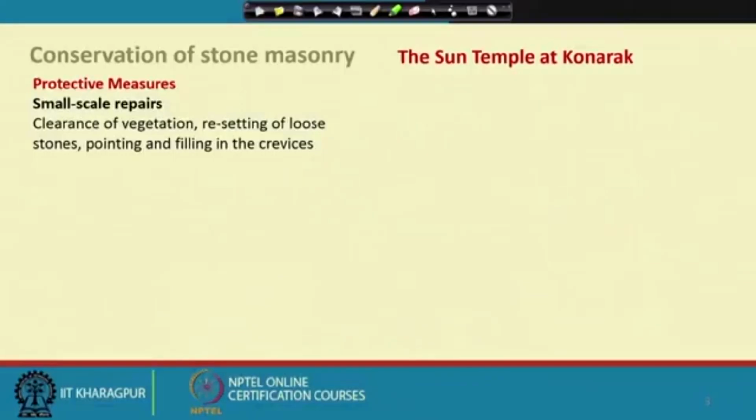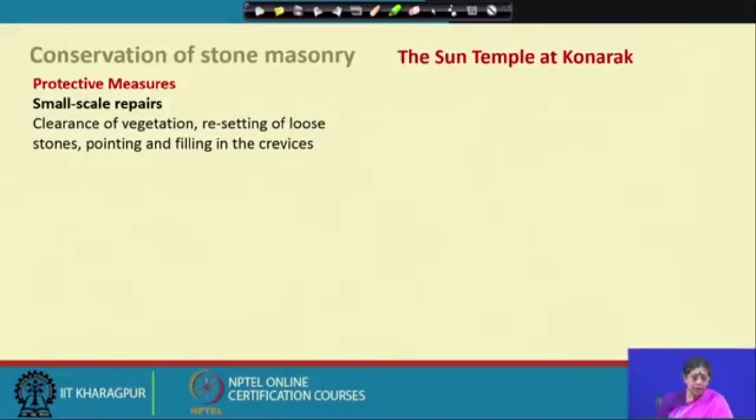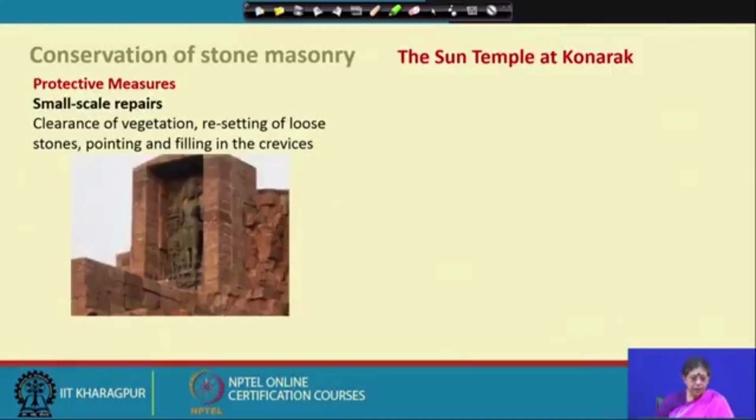Now, what are the protective measures taken in the Konark temple? One is small scale repair. That included clearance of vegetation, resetting of the loose stones which came out, and pointing and filling of the crevices. These were being done continuously. These are small scale repairs, and as you can see, some pointing has also been done. It has not been reconstructed by an anastylosis process, but keeping the stones in position and doing some repair work was very important for this particular type of stone.